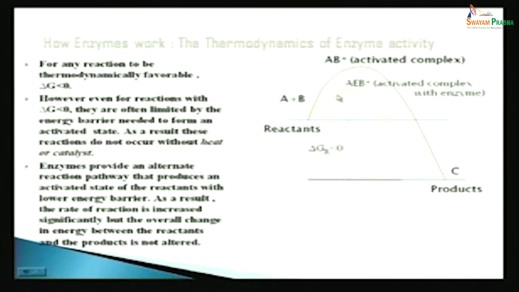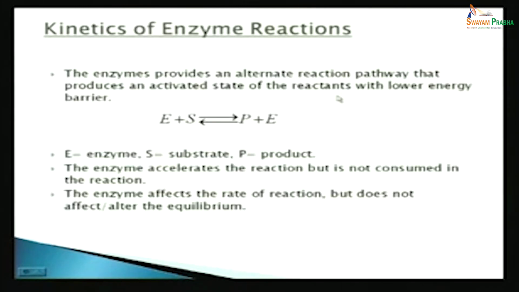So as one can understand from this very clearly, the enzymes do not take part in the reaction. If you look at the basic kinetics of the enzyme, the enzyme E reacts with the substrate to form product P, and the enzyme E is again released, which means that it doesn't take part in the reaction. So when you're looking at the reaction overall, the enzyme E does not take part in the reaction.